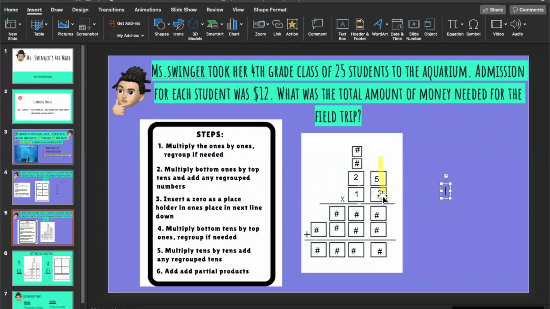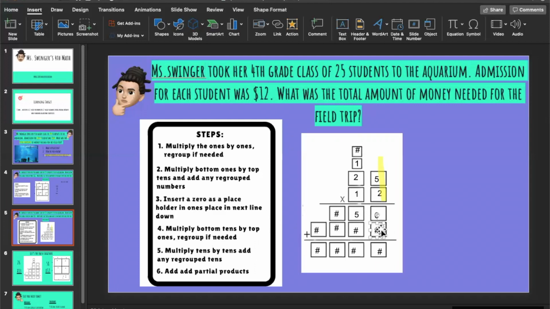Okay, so 5 times 2, we know that that is going to give us 10, and I put my 0 in the ones place, and I regroup my 1 here to the tens place because it says regroup if needed, and we needed to. Okay, the second thing is to multiply the bottom ones by the top tens and add any regroup numbers. Okay, so now we have 2 times 2, which is 4, and then I add my regroup, which gives me 5.